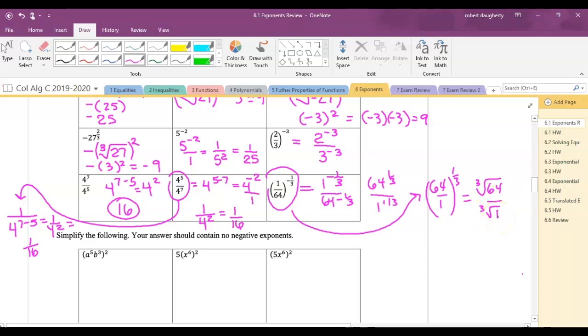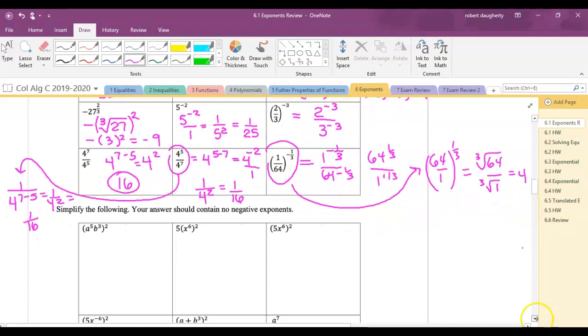What number can you multiply 3 times and get a 64? That's 4 times 4 times 4. Cube root of 1 is 1. So this answer is simply 4.